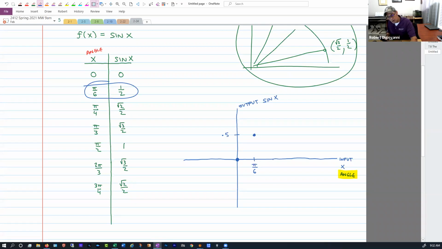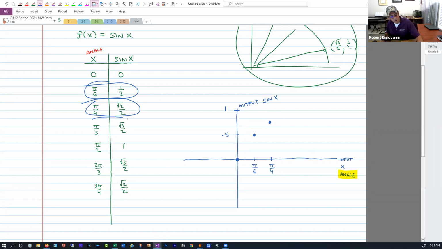And then I'm going to go to pi over 4, which is here. The value there is square root of 2 over 2. So let's figure out what square root of 2 over 2 is. I'm going to do that on my calculator. Square root of 2 divided by 2. I get 0.707. So let's say this is 1 up here. 0.707 would be, I'm going to estimate, about right there. Y'all see that it's between 0.5 and 1, somewhere in here.